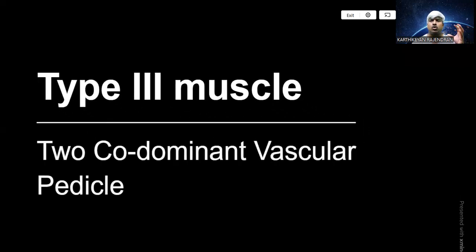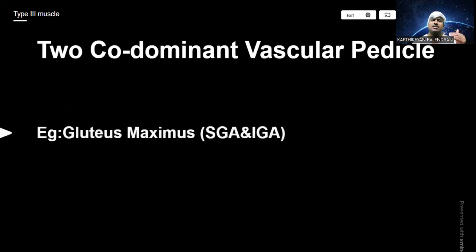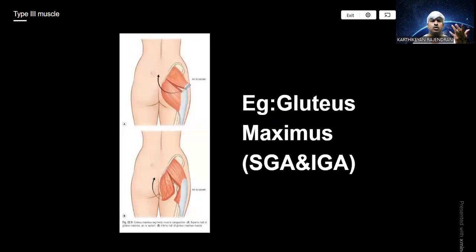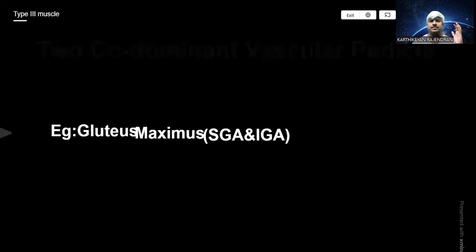Coming to the type 3 muscles. As I told you, type 3 muscles have two codominant vessels, two blood vessels supplying, one the upper part and one the lower part. Both are dominant supplies derived from two major blood vessels. Example, gluteus maximus is supplied by the superior gluteal artery for the upper half and the inferior gluteal artery for the lower half. So we can split the muscle into one half and the other half: one half used for the flap and the other half kept in place. So that is type 3.